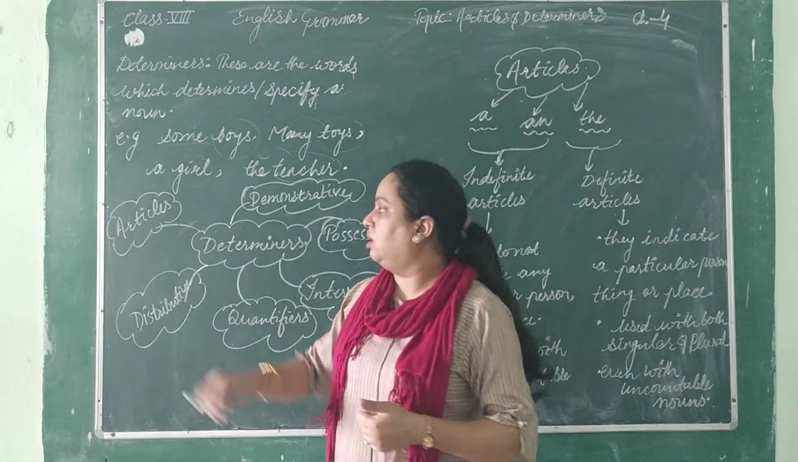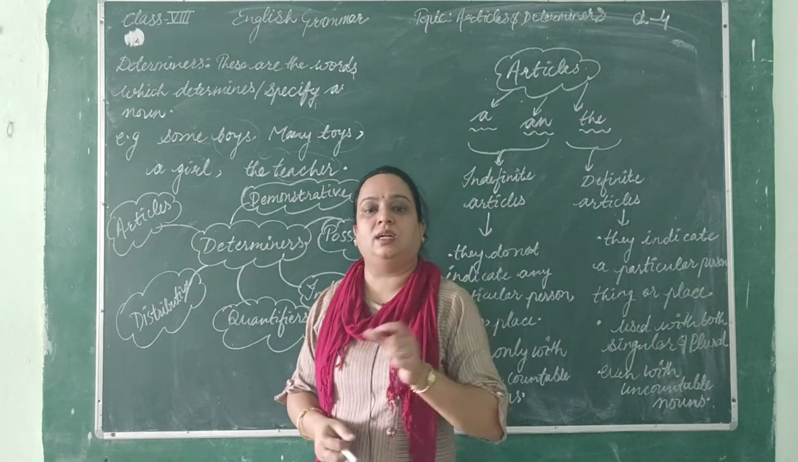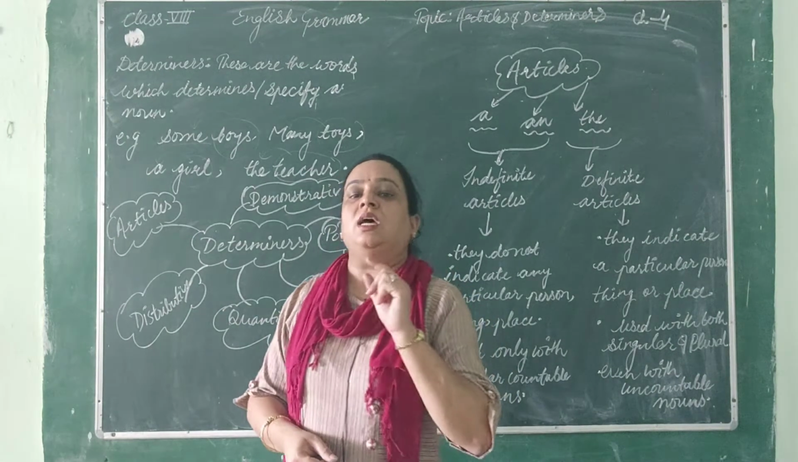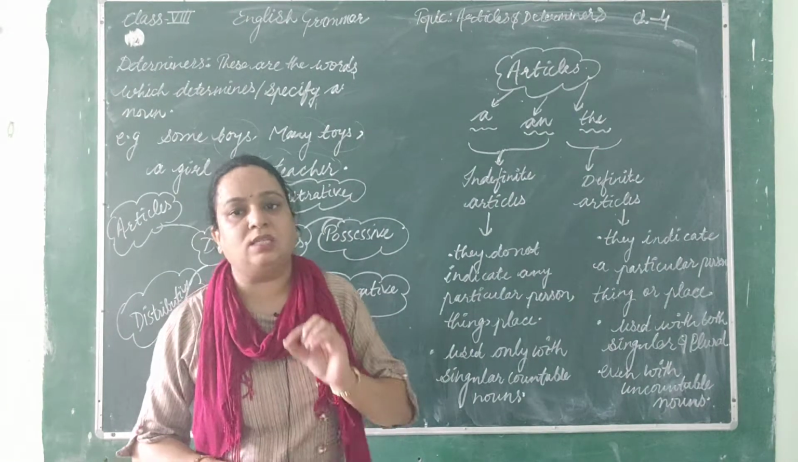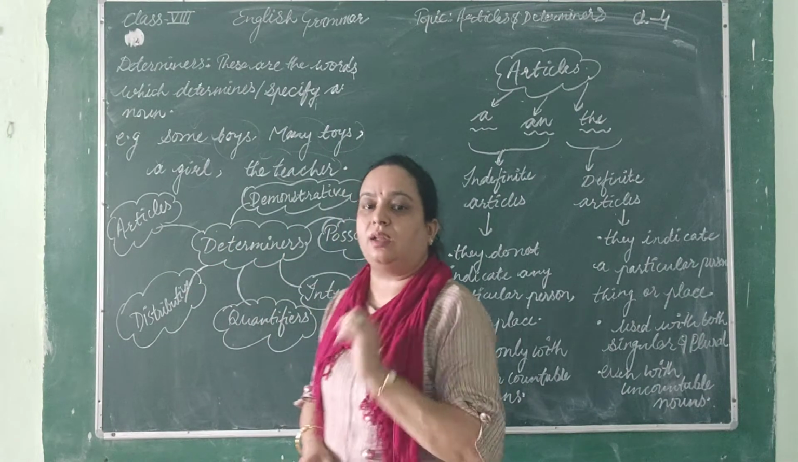So when we talk about article determiners, that is a, an and the, they are also further divided into two parts, that is definite articles and indefinite articles.